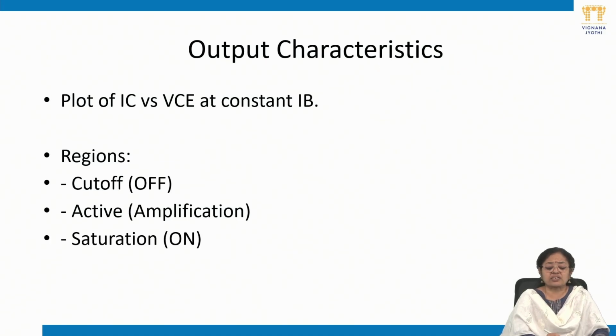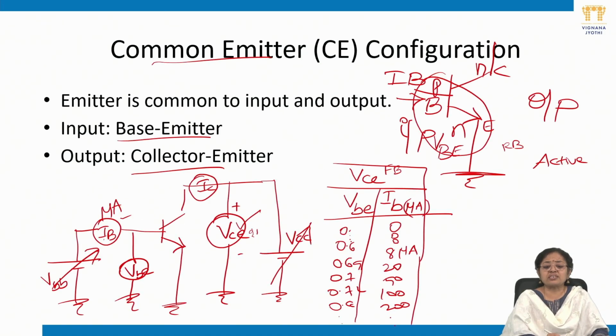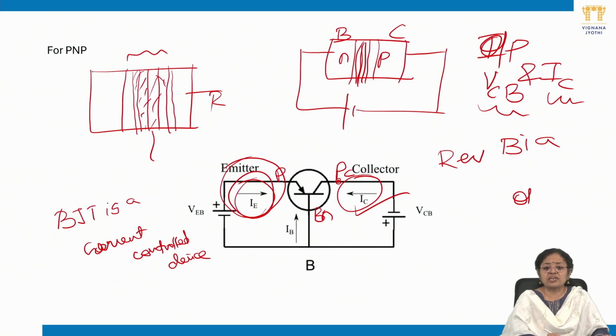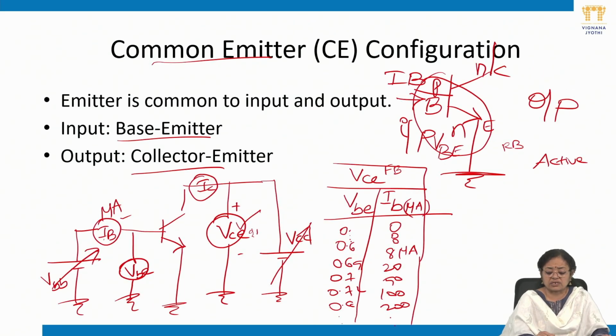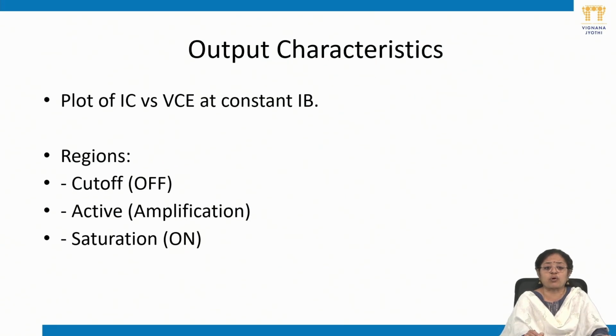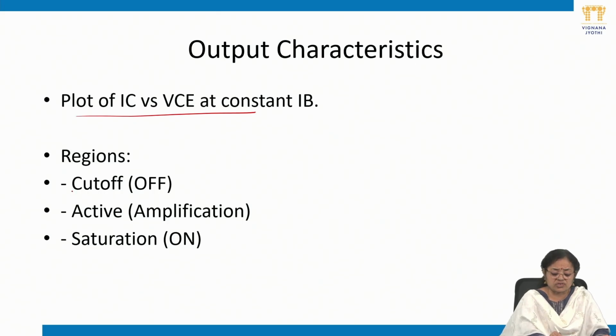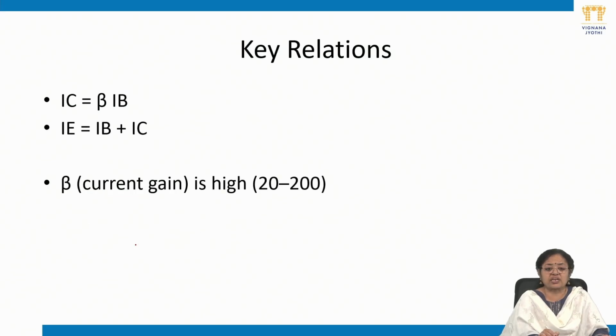Coming to the output characteristics, let us know the current and voltage on the output side. The current at the output side for common emitter is IC and the voltage is VCE. For various values of IB we obtain this. So the plot is between IC and VCE at constant input current, that is IB, because BJT is a current controlled device. So we have different regions of operation in the output characteristics: cutoff, saturation and active.